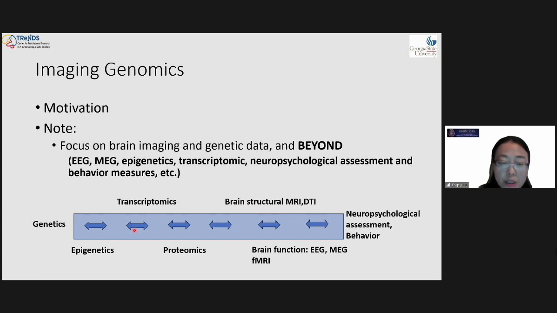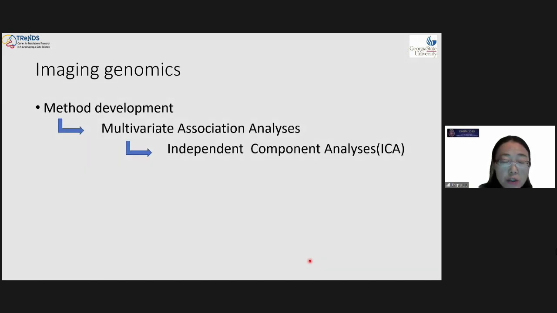Imaging genetics started probably 10 years ago with brain imaging and genetic data. But right now, more and more data modalities are involved, from genetics all the way to neuropsychological assessments, including epigenetics, transcriptomics, proteomics, brain structure, and function. With more data modalities, the methods to analyze them also need to be developed. Therefore, this talk focuses only on method development, precisely a set of methods based on independent component analysis, ICA.